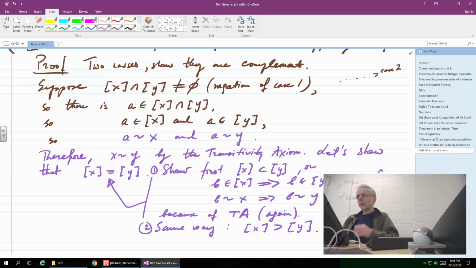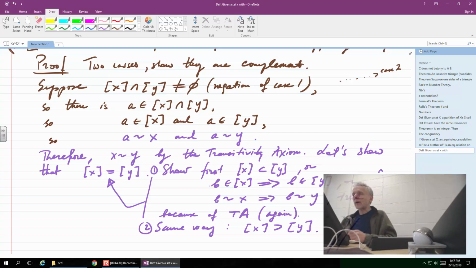So as you can see, the proof fits into one little page. We use the transitivity axiom twice. We also use the symmetry axiom. We used it implicitly. It's just not visible, but we freely replaced x equivalent to y with y equivalent to x. We did it a few times without actually thinking, which is fine.